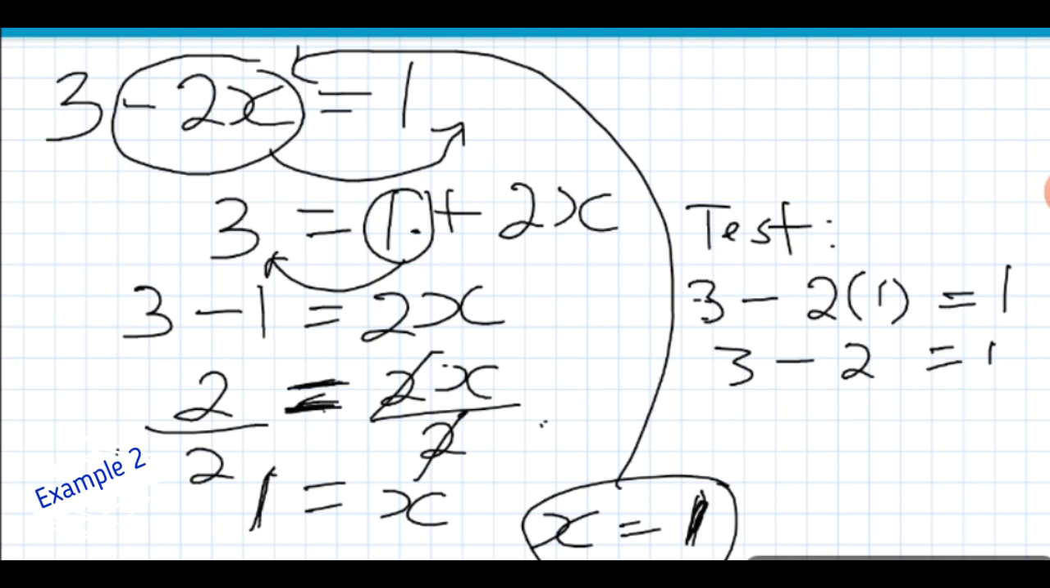So this means that this value you solved for, x equal to 1, is correct, because when you do the test, when you substitute the new value of x that you found into the original equation, you get a result which is true. Therefore, this answer is correct.